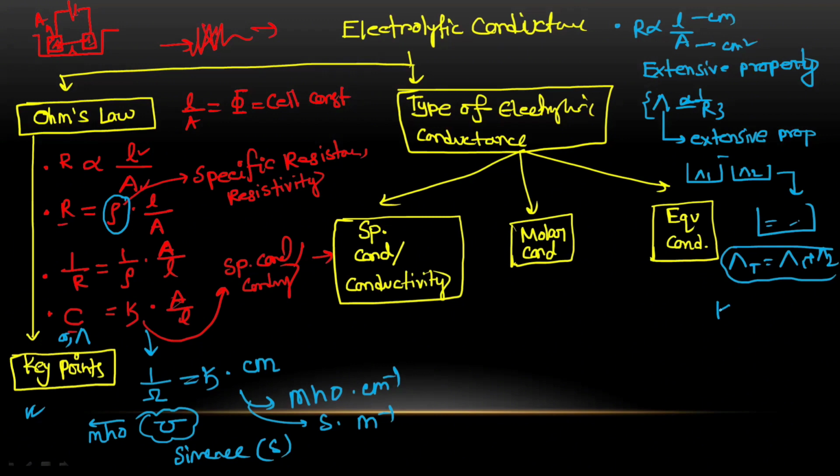But the thing is, kappa, this one, specific conductivity, that is kappa. Kappa is intensive. So intensive properties you can't add, right? Suppose in this solution the specific conductance is kappa 1, in this it is kappa 2, then kappa total is not equal to kappa 1 plus kappa 2. Okay, I think you got my point.